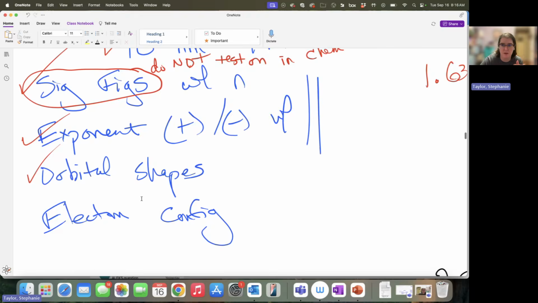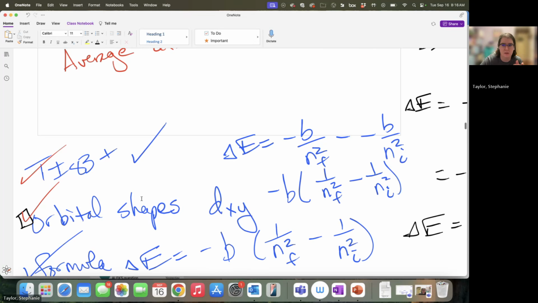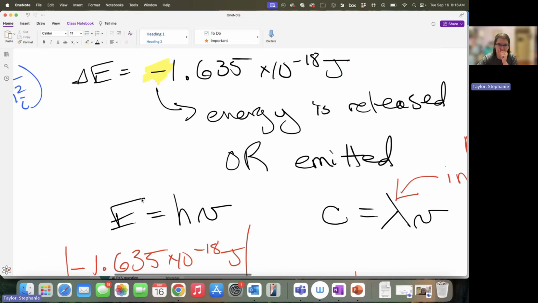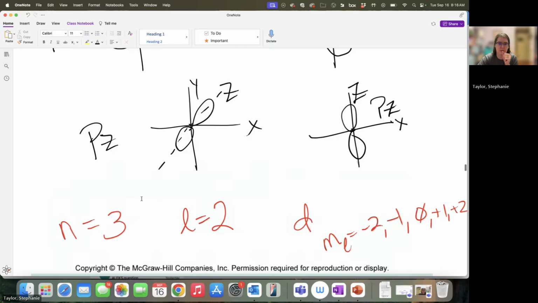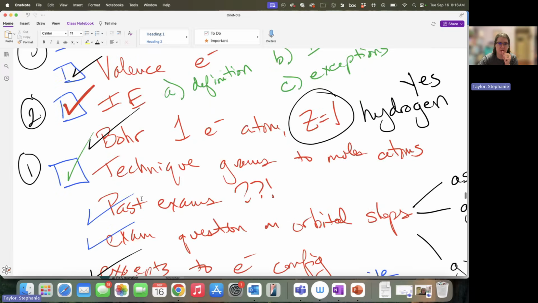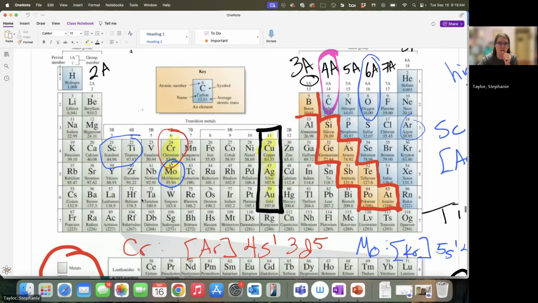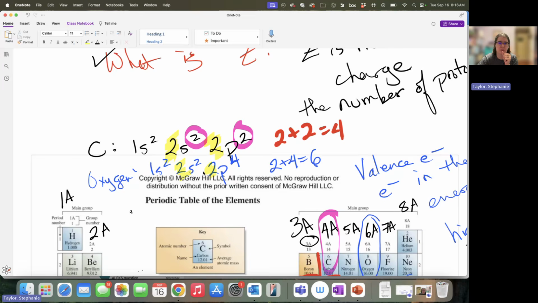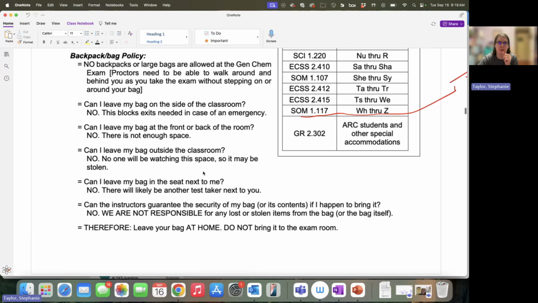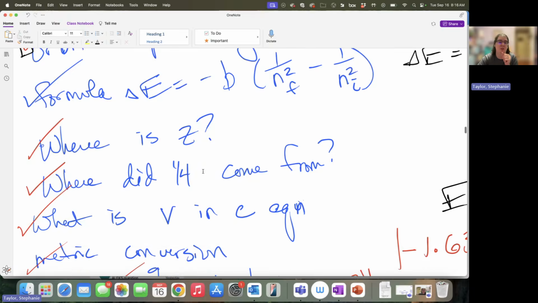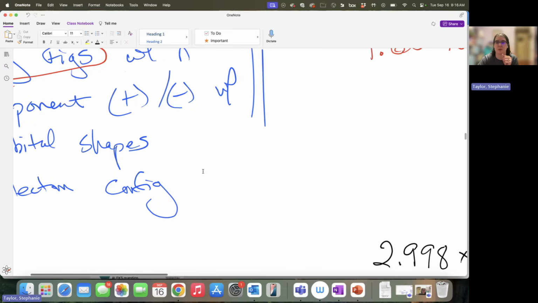We did electron configuration. Right? Did we do electron configuration in the exam review? Did I skip electron configuration? No, I did some electron configuration. Oh, that was quantum numbers. I think I did electron configuration. If I forgot to do electron configuration, you have my most sincere apologies.